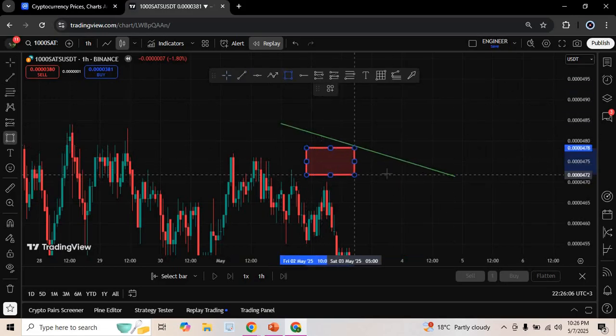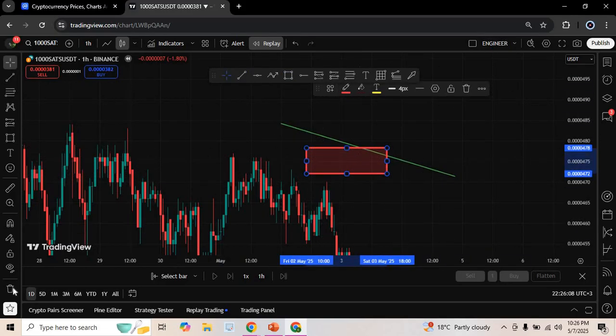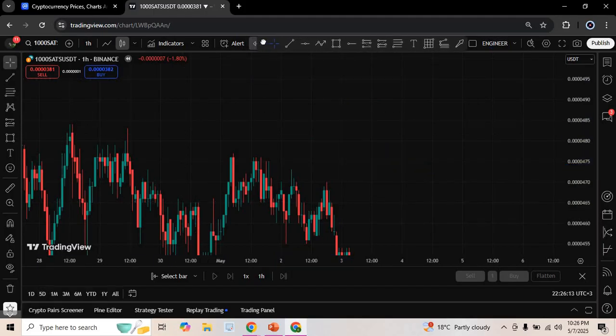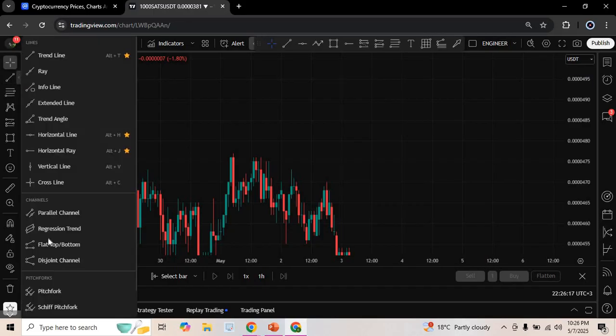If I want to draw a rectangle, come here and pick. It makes it easier to do. So that's the purpose of this one, the favorite tool. We have said it's a favorite tool list. So let's go to this next part, a trend line.